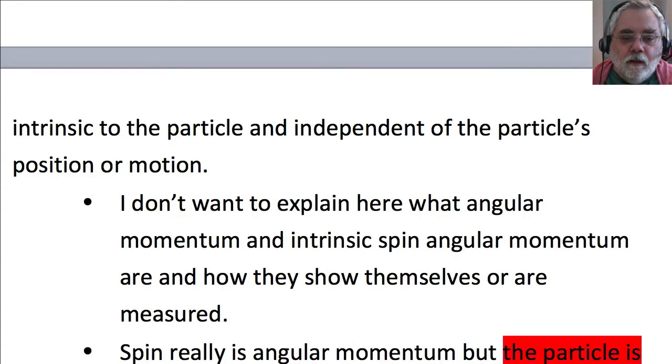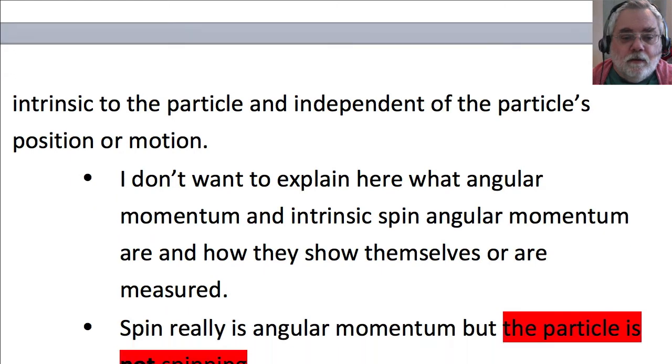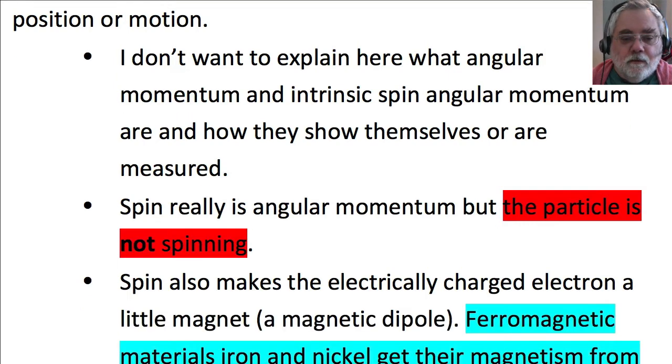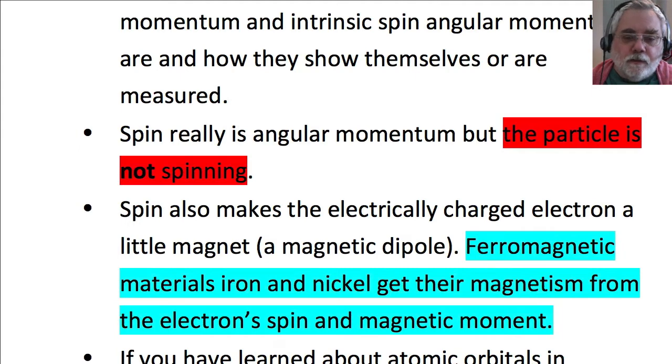A little bit of angular momentum that is intrinsic to the particle and independent of the particle's position or motion. I don't want to explain here what angular momentum and intrinsic spin angular momentum are and how they show themselves or are measured. We'll cover that in the D series of lectures. Spin really is angular momentum, but the particle is not spinning. Spin also makes the electrically charged electron a little magnet, a magnetic dipole. Ferromagnetic materials, iron and nickel, get their magnetism from the electron's spin and magnetic moment.